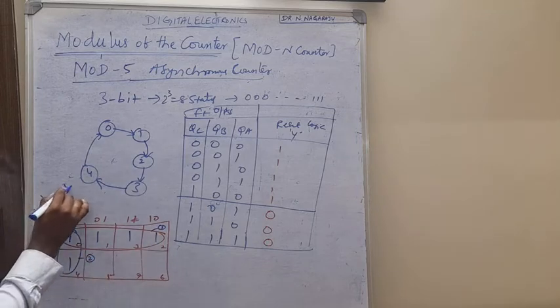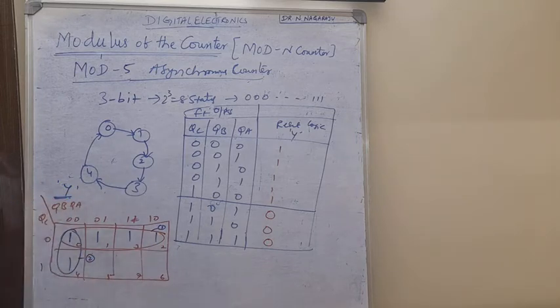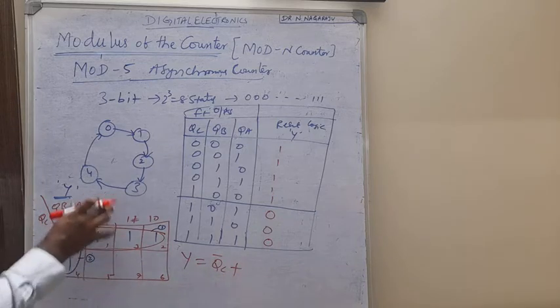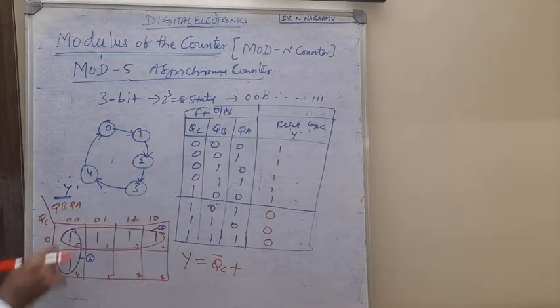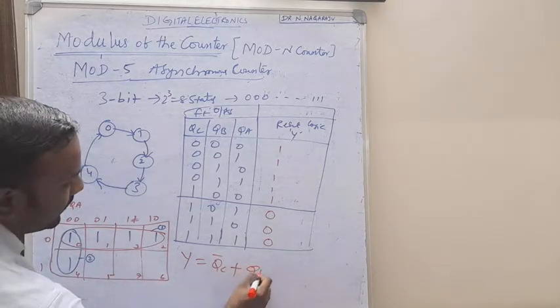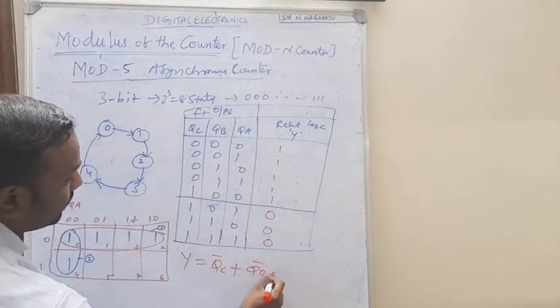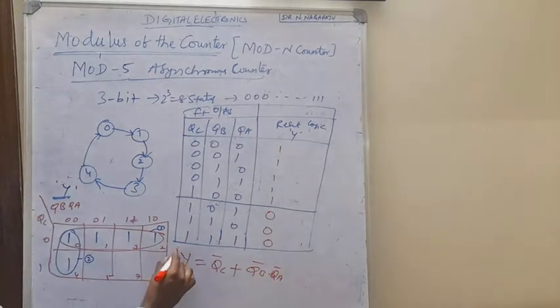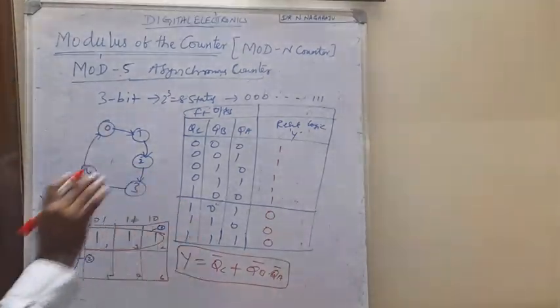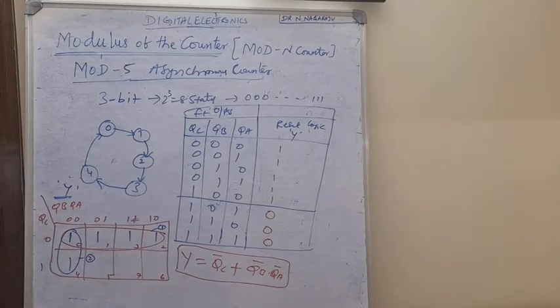Now what is the reset logic Y? So for Y, we have to find the Y. So Y is equal to, check the first group. First group is what? Check the row wise. Row wise is what? QC bar, right? Plus, column is not possible for quad. Check the second group. For the second group, row wise is not possible, only column wise. What is the column wise here? QB bar dot QA bar. Okay, so this is the reset logic for the 3-bit, that is the mod 5 asynchronous counter.